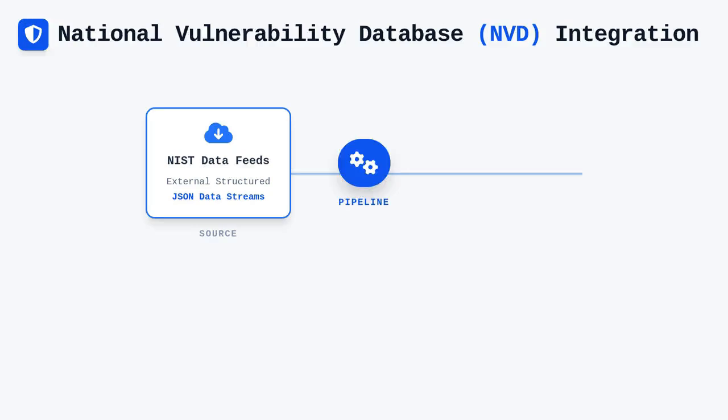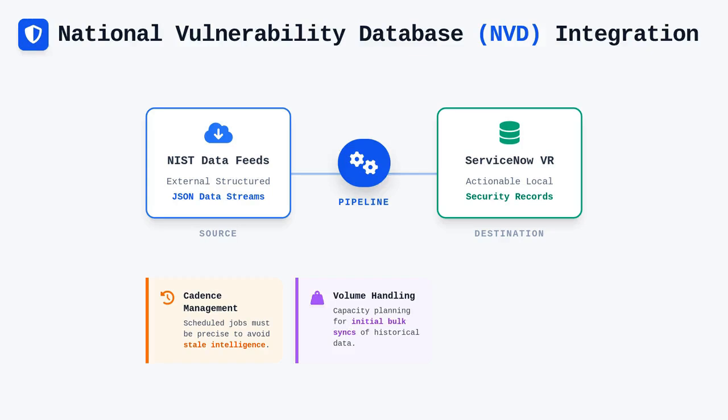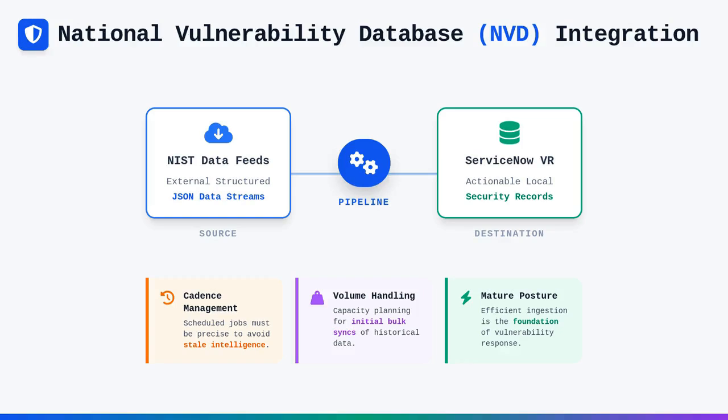You should think of this as a pipeline architecture where ServiceNow acts as a subscriber to the NIST-provided feeds. The configuration requires careful attention to the scheduled jobs that trigger these downloads, as a failure to manage the cadence of these updates leaves your vulnerability response engine operating on stale or otherwise incomplete threat intelligence. You must ensure that your instance is configured to handle the volume of data coming through these feeds, particularly when initializing a new environment that requires an initial bulk sync of the entire historical repository.